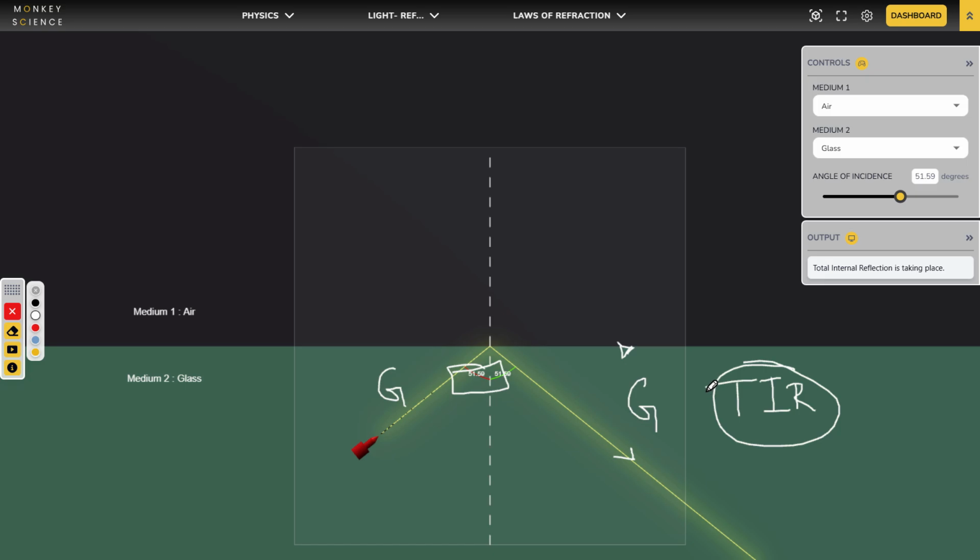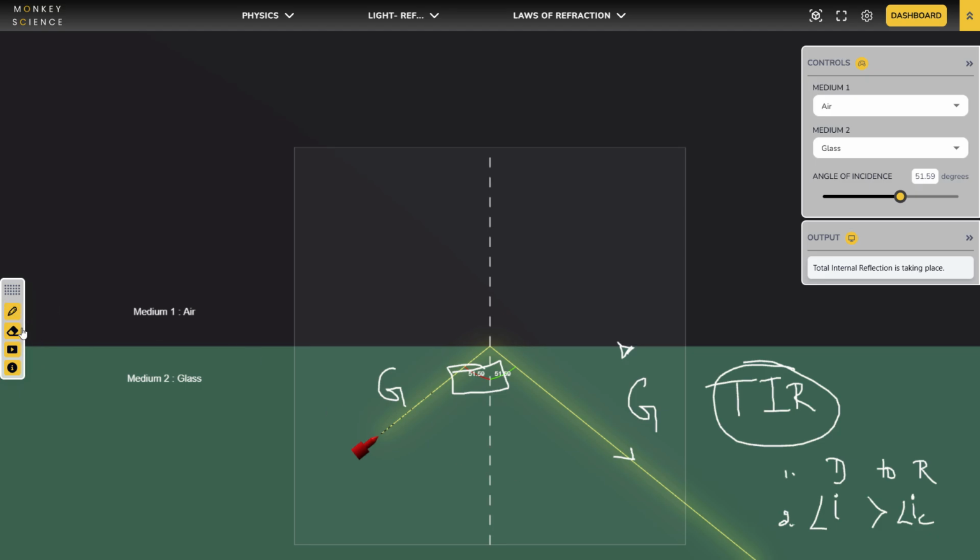And for this to happen, there are two conditions that have to be satisfied. Light has to travel from denser medium to rarer medium, and the angle of incidence should be greater than the critical angle. If these two conditions are satisfied, we will see a total internal reflection taking place.